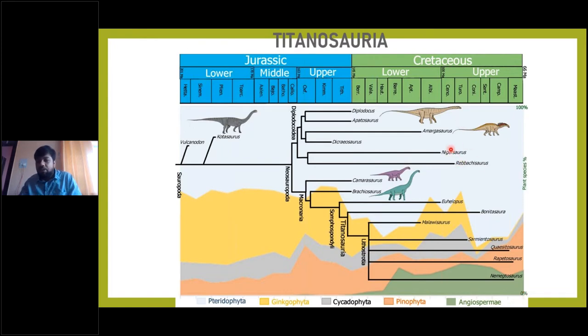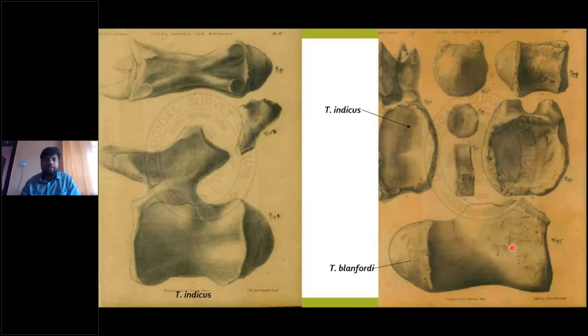No other sauropod dinosaurs, whether it is Rebbachisauridae or anything, or some Brachiosauridae, were able to maintain their existence by the uppermost Cretaceous. But these titanosaurs managed to survive by the uppermost Cretaceous period.